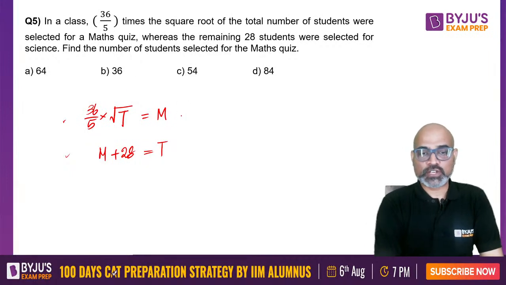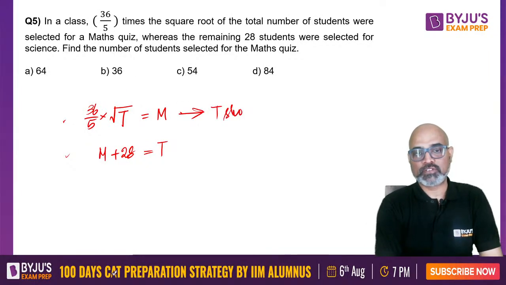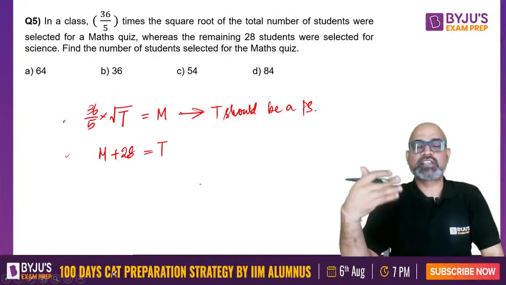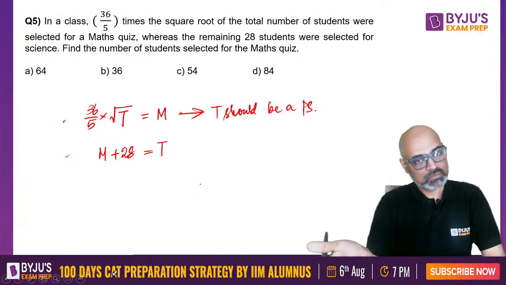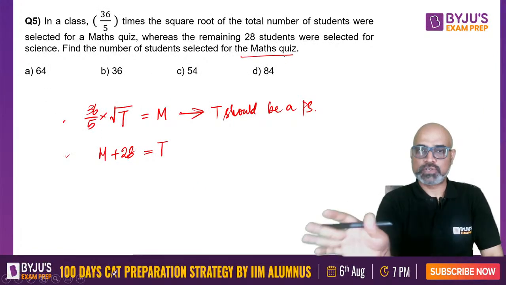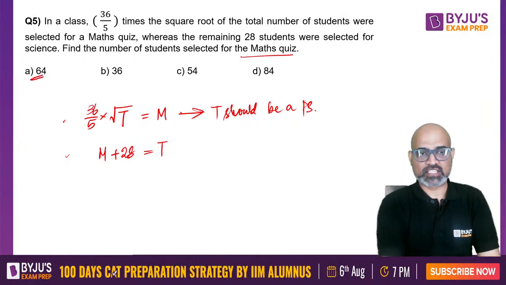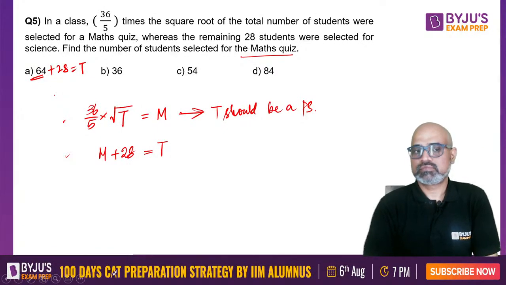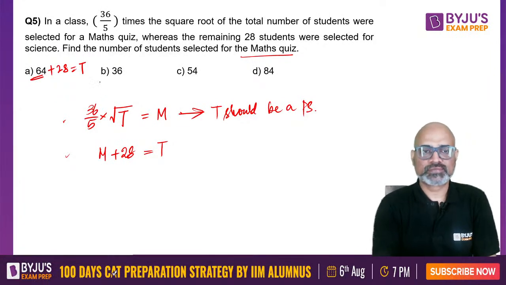So looking at the first equation, can we say t should be a perfect square? It should be 1, 4, 9, 16, 25, 36, 49, 64 and so on. Right? So if I take students who are selected for maths quiz as 64, so 64 plus 28 is total students. Is this going to be a perfect square? 64 plus 28? Yes or no? No. 64 plus 28 is 82. 82 is not a perfect square. 81 is. Okay, so A can't be your answer.